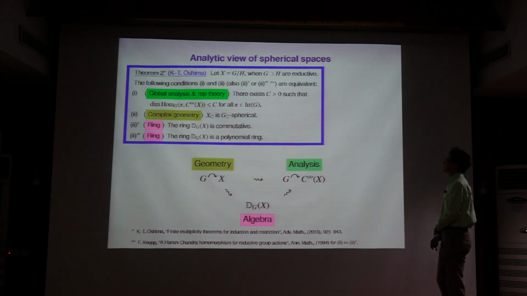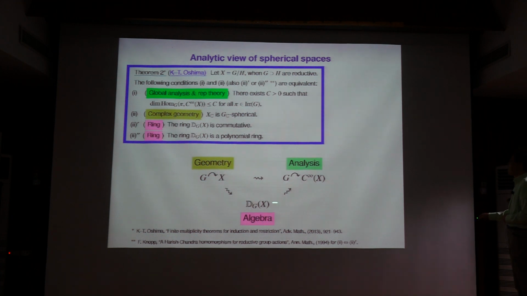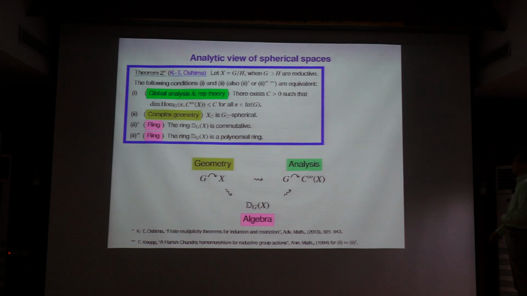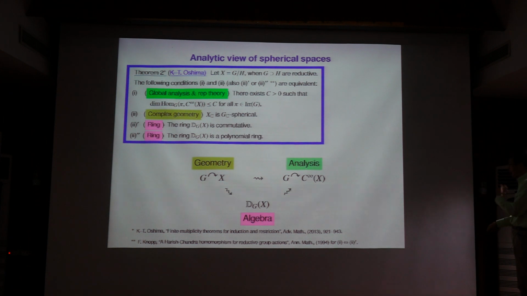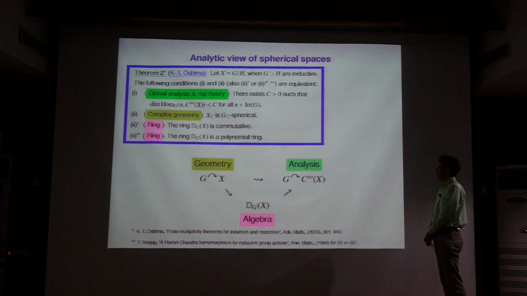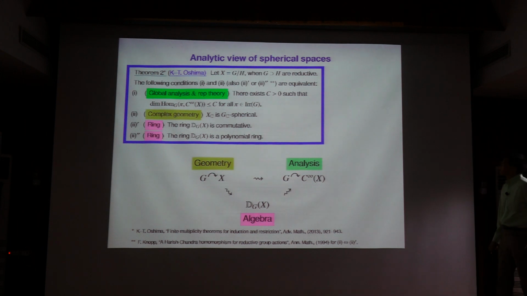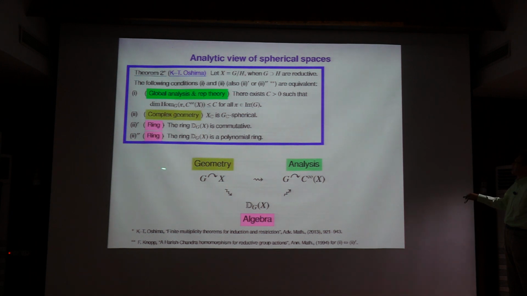Okay, and there are also known connections of algebra and geometry previously. So, for example, let this ring be the ring of G-invariant differential operators on X. Then commutativity of this ring is equivalent to sphericity. More strongly, that this is a polynomial ring. So this is an extension of the Harish-Chandra isomorphism. So all of them are equivalent, and this is due to Knop. And what we did is the equivalence of these geometric conditions with the analytic conditions.